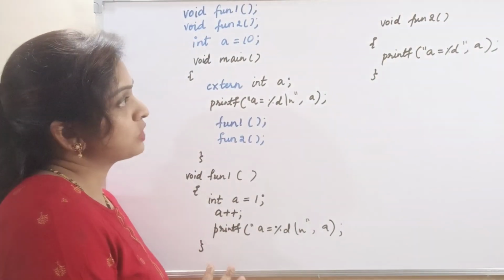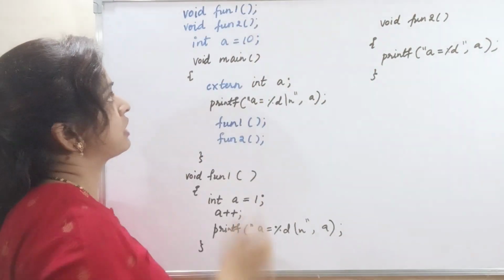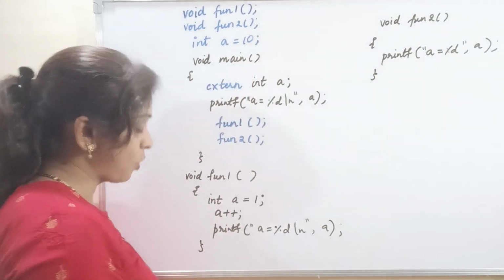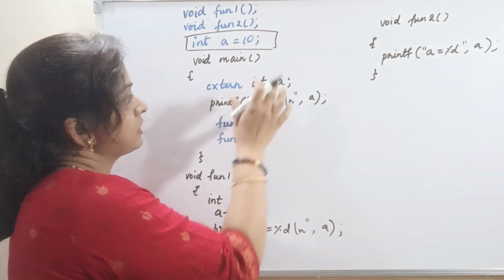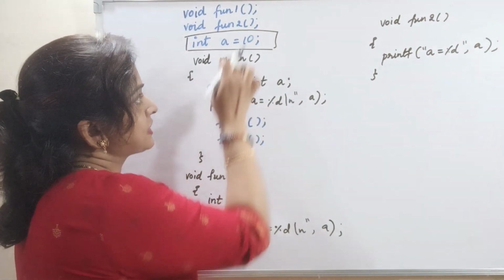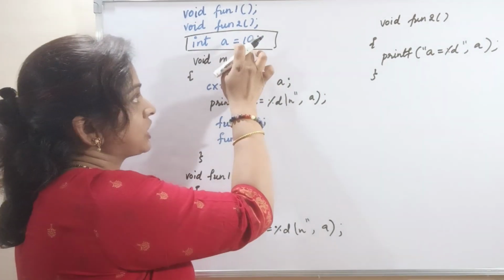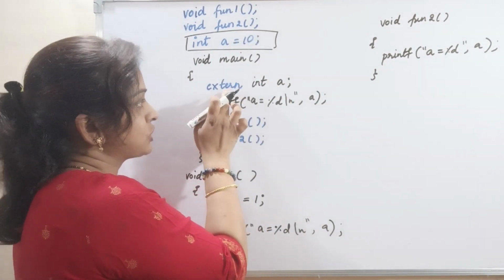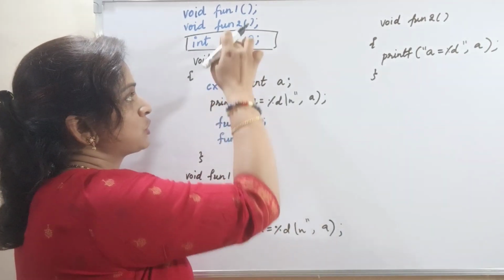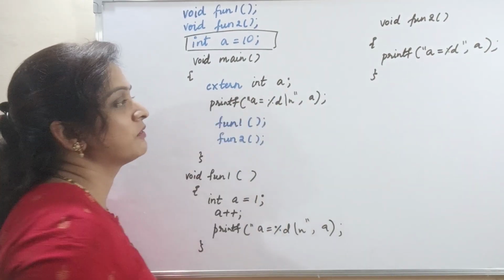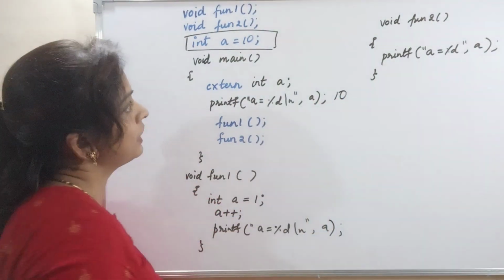This is the first program to understand extern. We have the function declarations fun1 and fun2, and a global declaration: the global variable int a equal to 10. In the main function, we need to access this global variable. Here it is declared as extern, so it has to access the global variable that is initialized elsewhere. We are telling the compiler that it has to access this global variable. Then we print the value of a, and it is going to print 10.